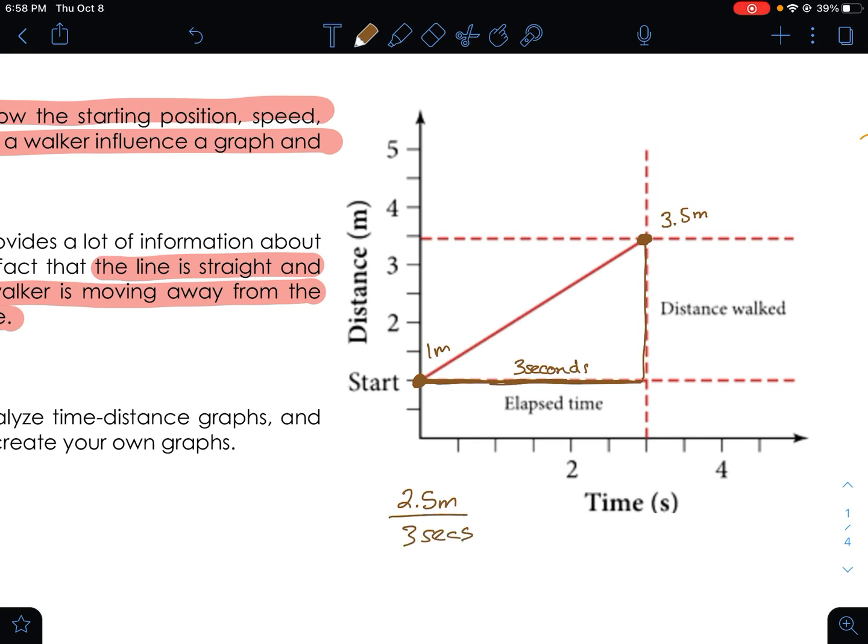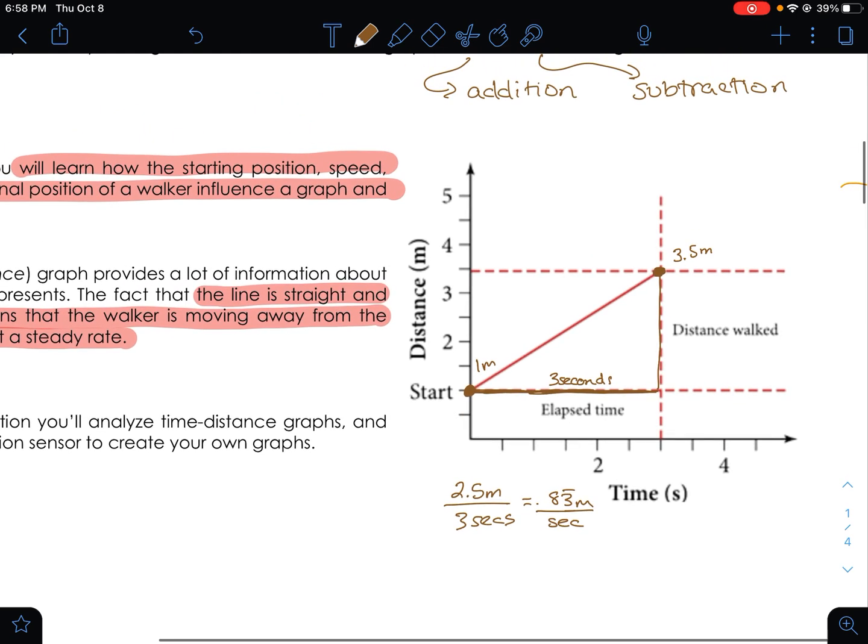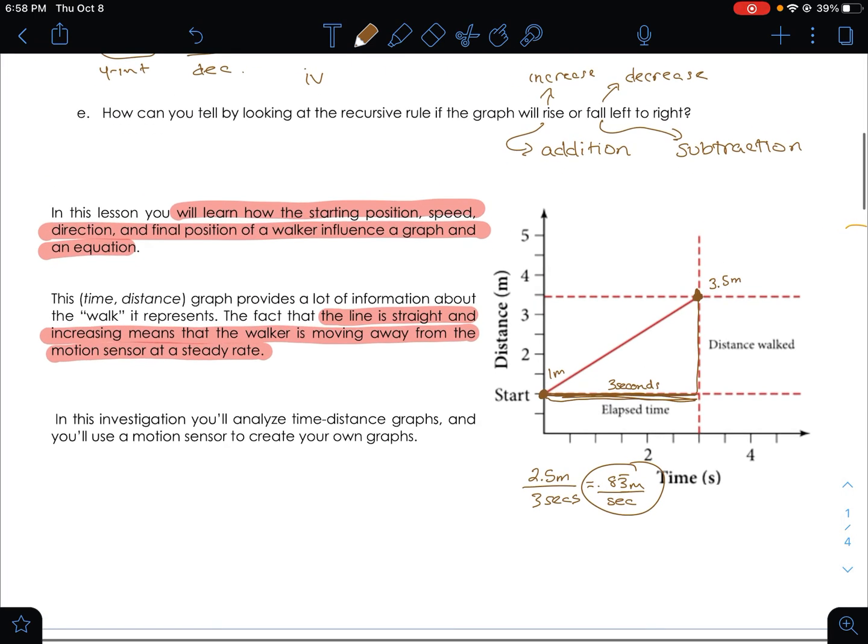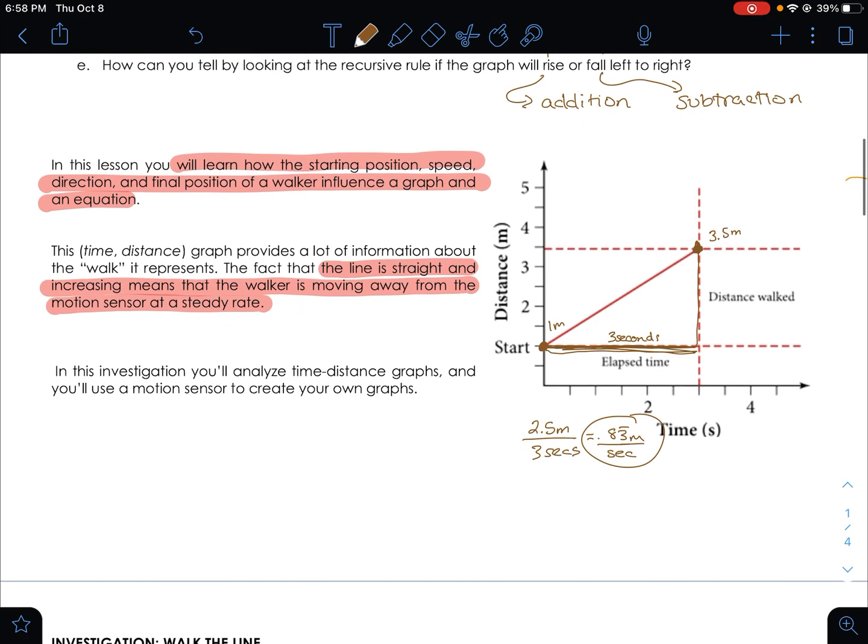So if we wanted to know the unit rate for this walker, what we could do is take 2.5 and divide that by 3, and we find out that his unit rate was 0.83 repeating meters per 1 second. So again, this type of graph, this time distance graph, tells us a lot of information. It tells us his starting point, it tells us his ending point right here. It tells us how long his trip was, how long his walk was, and then we can also figure out his speed.